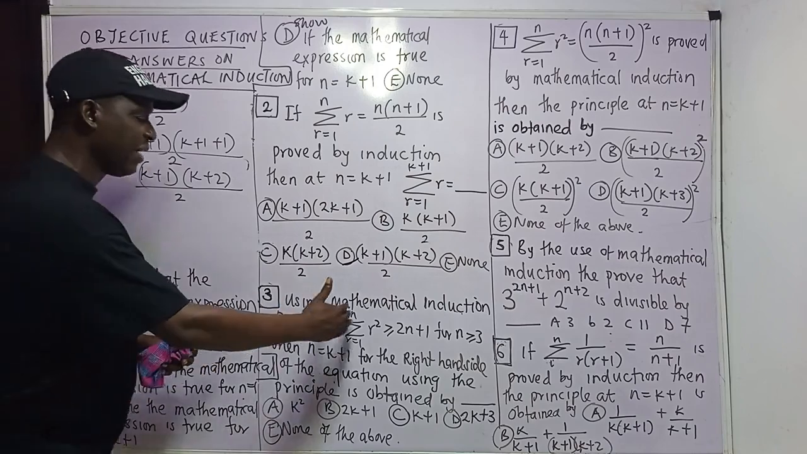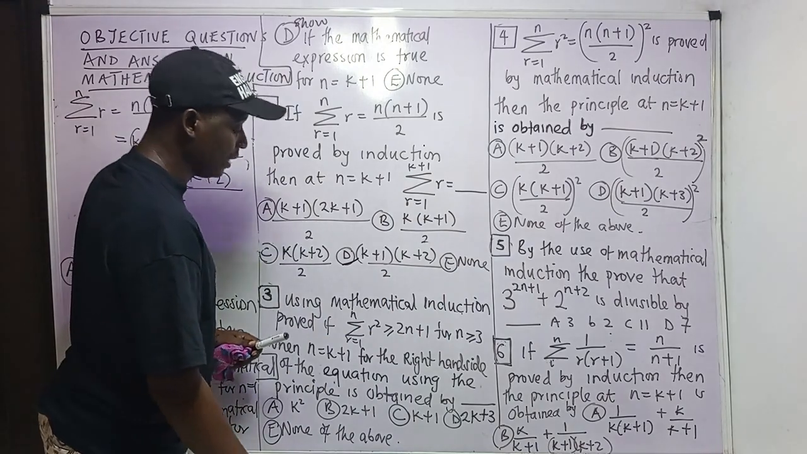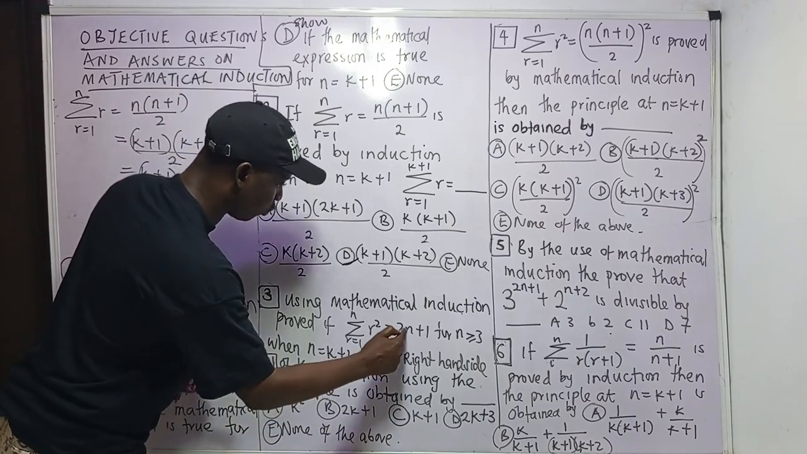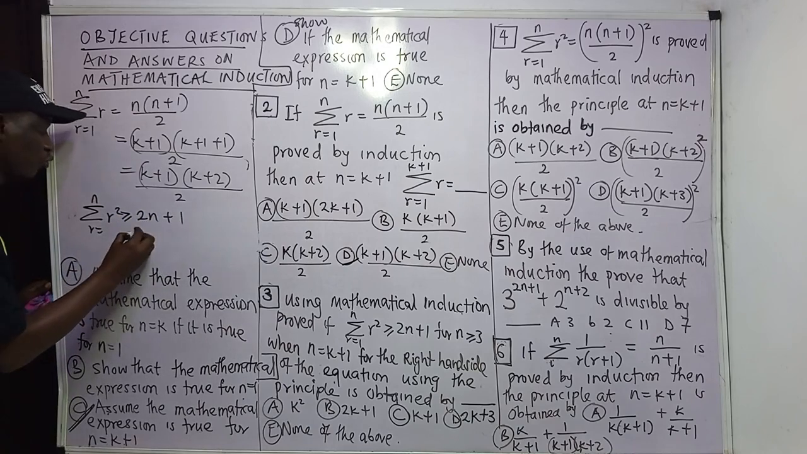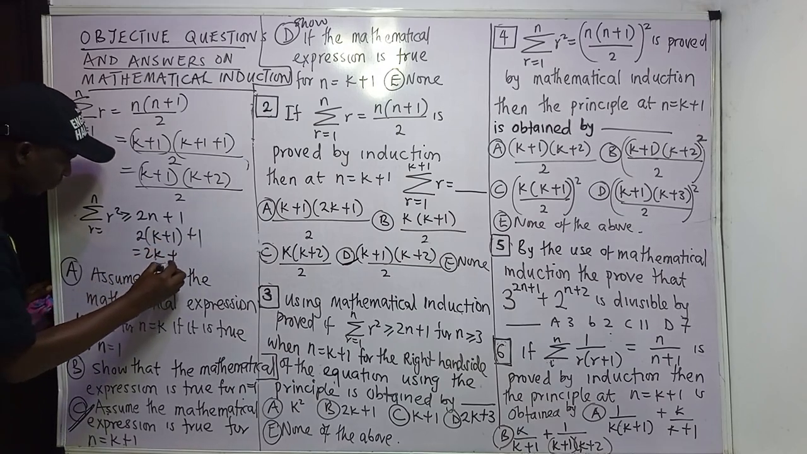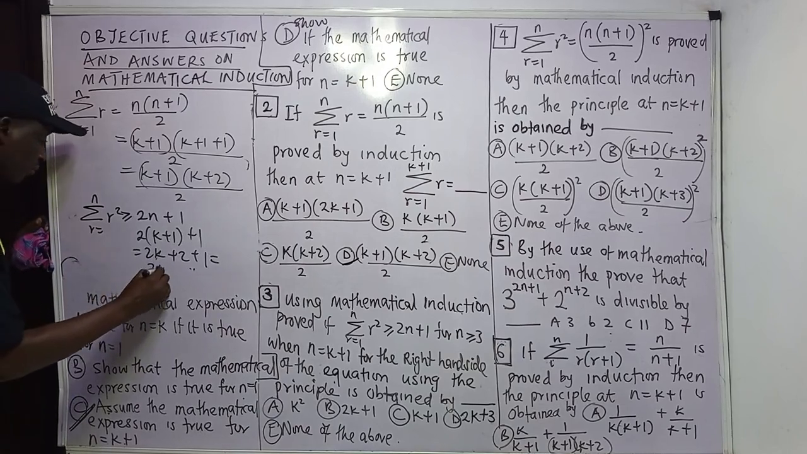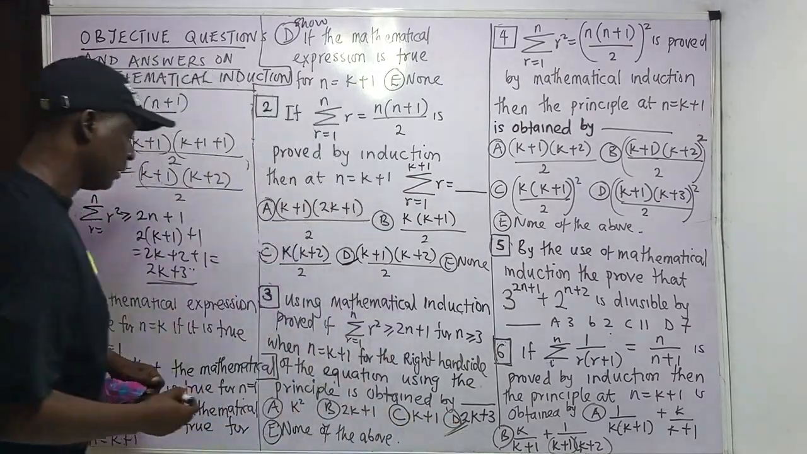What we are going to do, we have the left hand side and we have the right hand side. The right hand side of the equation is 2n plus 1. So we substitute k plus 1 there. In place of n, we have 2 into bracket k plus 1, plus 1. But I would have 2k plus 2 plus 1, which will give us 2k plus 3 on the right hand side. And that should be option D. Now we go to the next one.